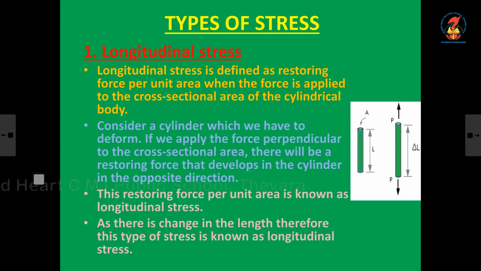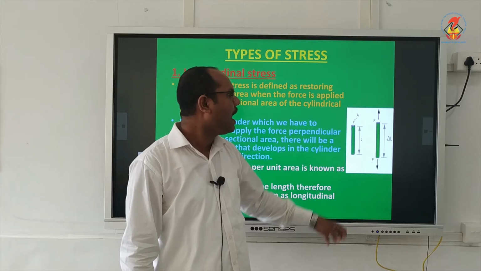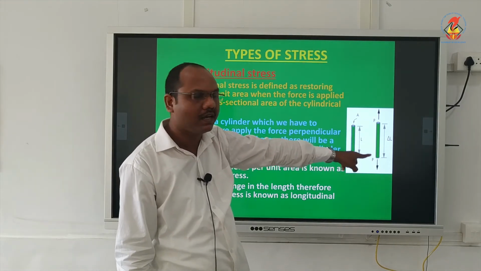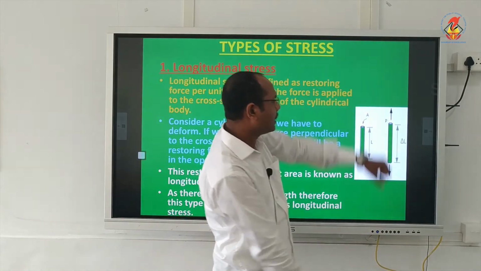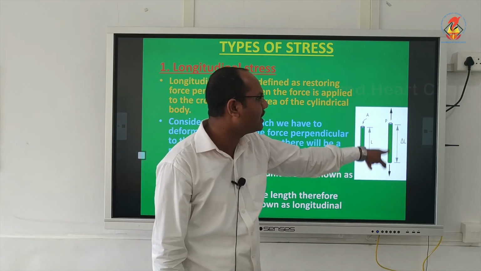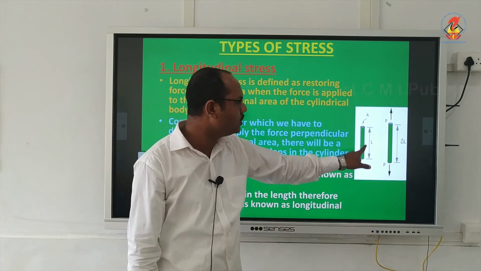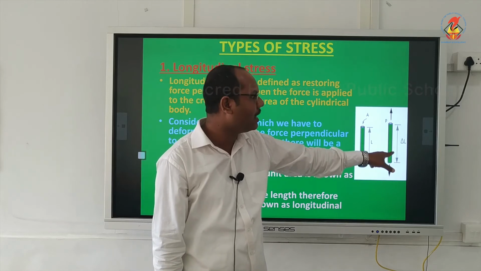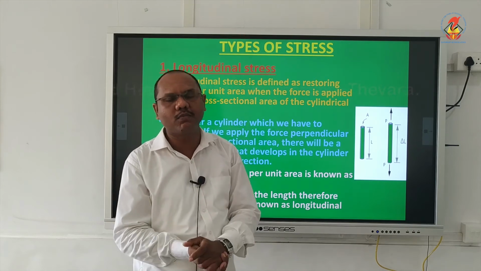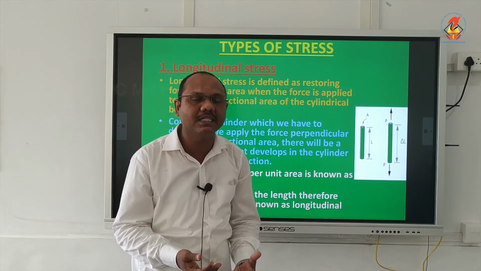So let us come to longitudinal stress. What is meant by longitudinal stress? See, for example, here I have taken a cylindrical rod, a cylindrical wire, and I am pulling the wire from both sides. That is what is given in the second figure. I am giving a force on both sides. So when I give the force, what happened? The length of the wire is increased. The initial length is L and the change in length is delta L. When I pull the wire from both sides, the length of the wire increases.